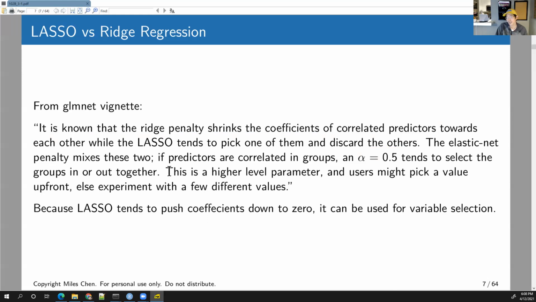There's not a whole lot of guidance for a lot of these things. It's a lot of guess and check, and see what happens and see what kind of models result, and if the results make sense, right? So for the higher level parameter, users might try to pick a value up front or experiment. And experiment just means you try something out, and if you like it, you can go with it. And if you don't, use something else, okay? And so, lasso tends to push coefficients down to 0. It can be used for variable selection, helping you decide on what kind of model you want.